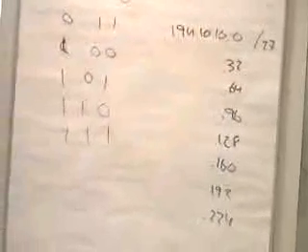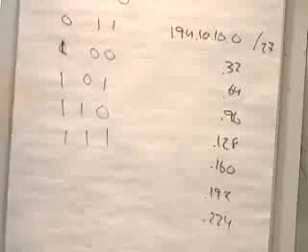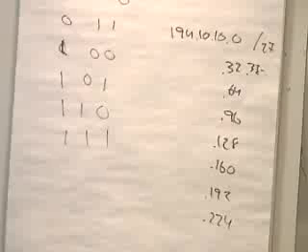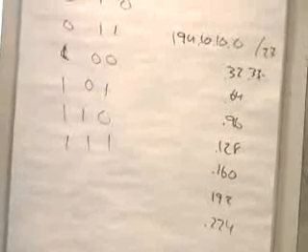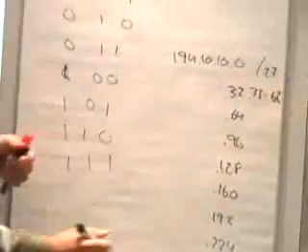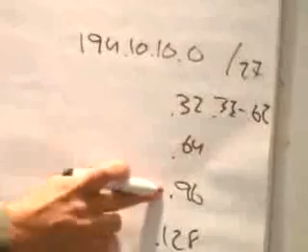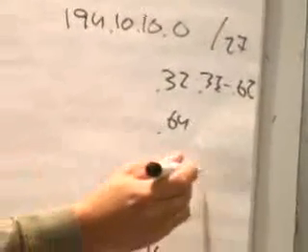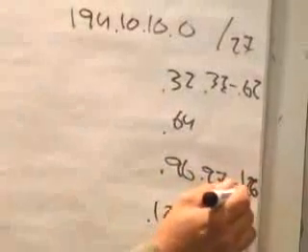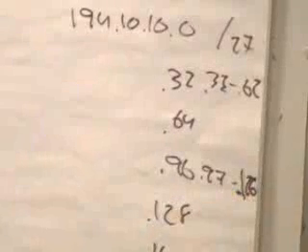Can I put 32? No, because that's the network. But I can put 33 up to 62, because 63 is broadcast. Malmö, 96, can't use 96, but 97 to 126, because 127 is broadcast on the 96 network, and so on. Okay?